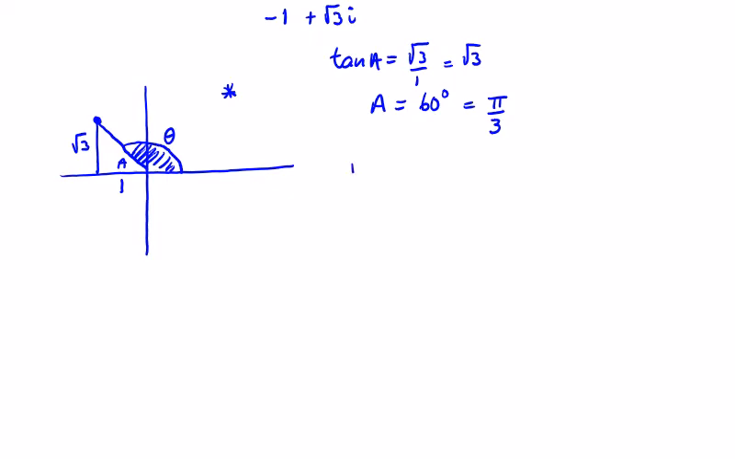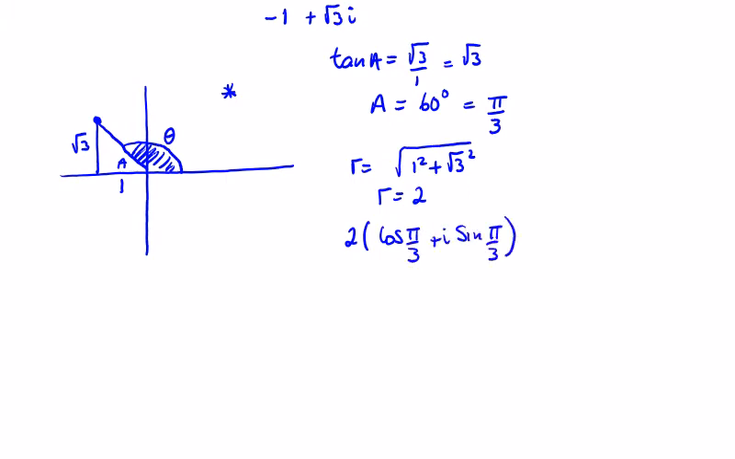So now I need the modulus, r. r is equal to the square root of 1 squared plus root 3 squared. So r is equal to the square root of 4, 1 plus 3. So r is 2. So this complex number is 2 by the cos of pi over 3 plus i times the sine of pi over 3. So if you turn your calculator to radians, you multiply 2 by the cos of pi over 3, you're going to get minus 1, and 2 by the sine of pi over 3, you're going to get positive root 3.